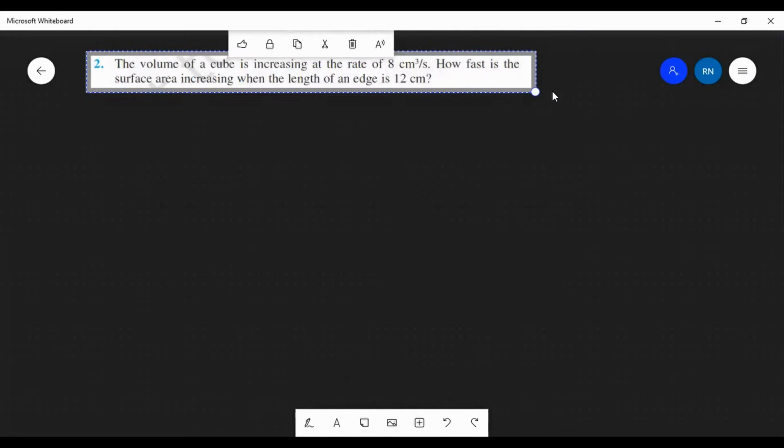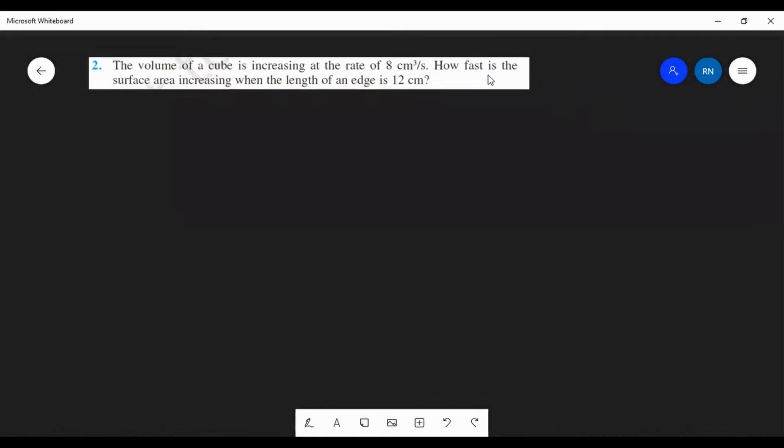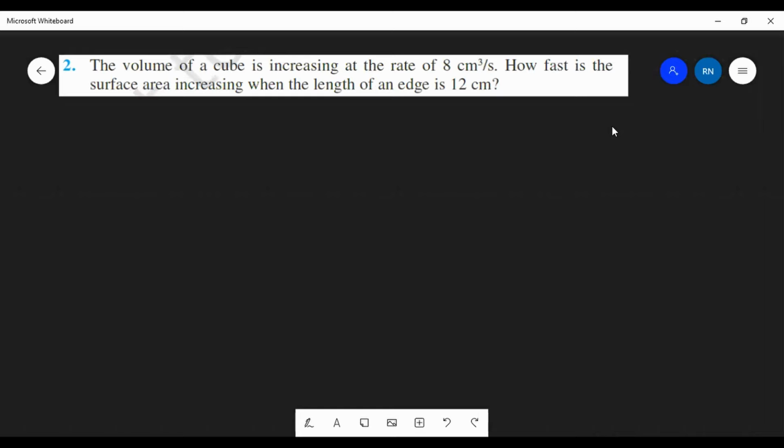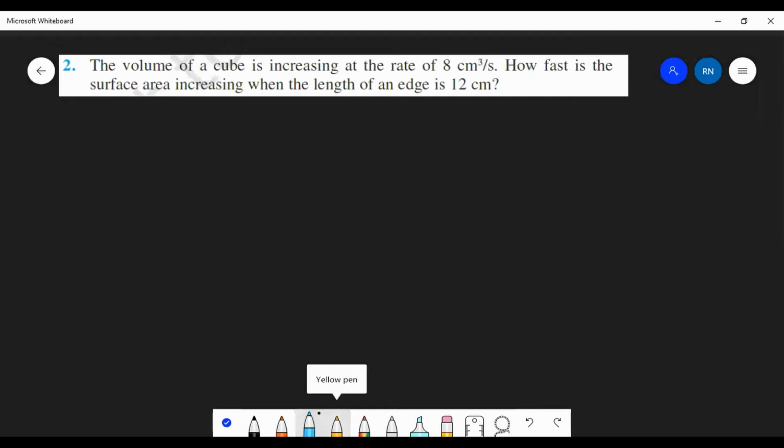Question number 2. The volume of a cube is increasing at a rate, they have given you 8 centimeter per second. How fast is the surface area increasing when the length of the edge is 12 centimeter? This is a very different category of problem. They are moving from one quantity to another quantity, but both with respect to the time factor. There is the volume of the cube, the increasing rate is given. So let us write in the solution what all things are given. Rate of increase of volume.